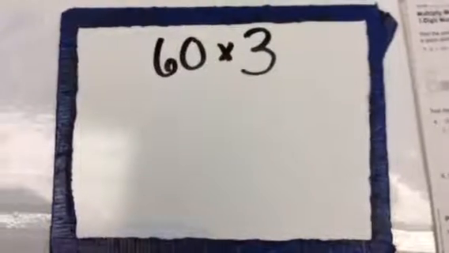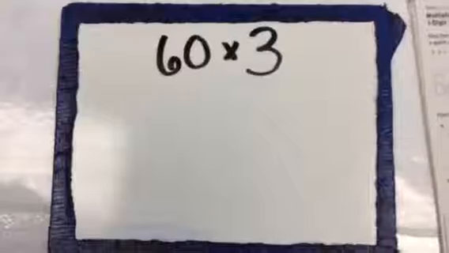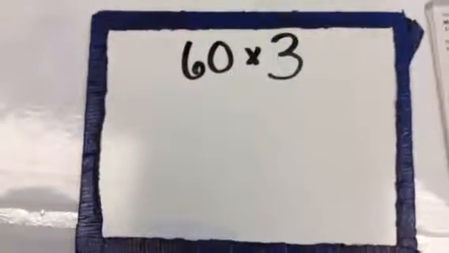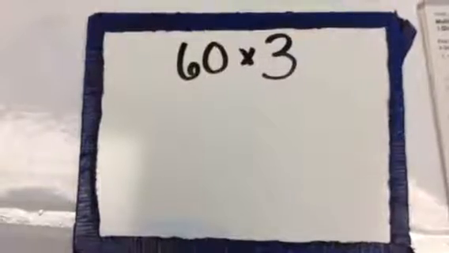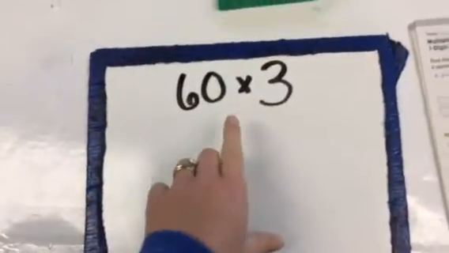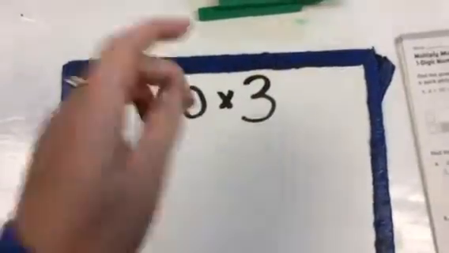Hey math friends, I'm here to show you how to multiply by multiples of 10. So the first example we're going to try is 60 times 3. So what does that look like? Well, the first thing I'm going to do is start creating 3 groups with 60 in each.